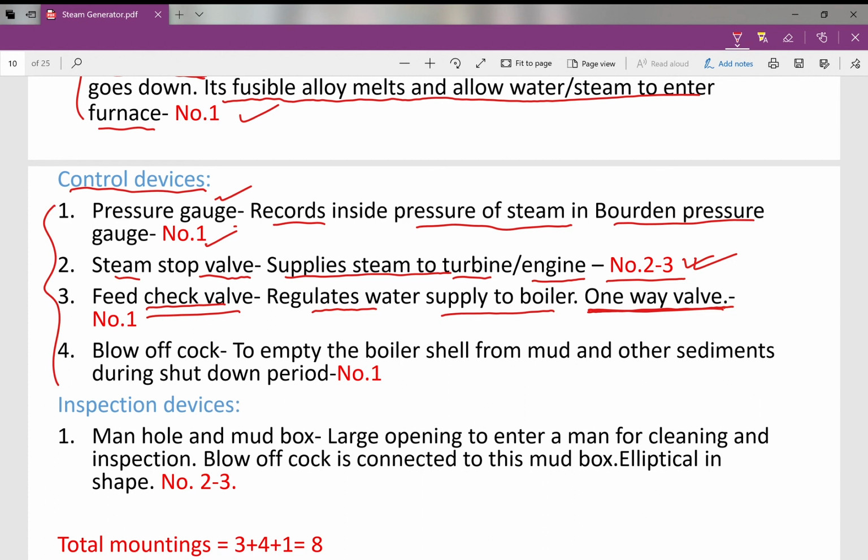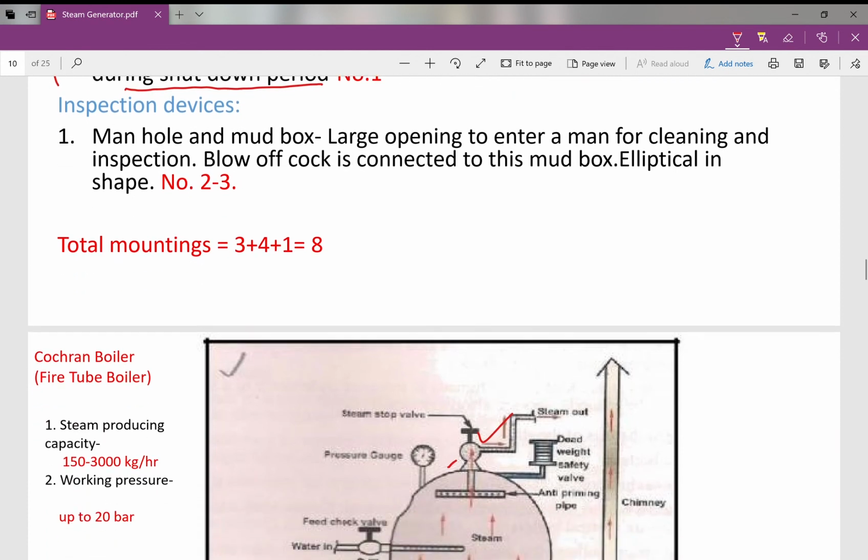Then the blow off cock. Blow off means out, right? So it allows mud and other sediments to go out during the shutdown period. For cleaning purposes, the blow off cock is provided. So let us go through all these four on the diagram.